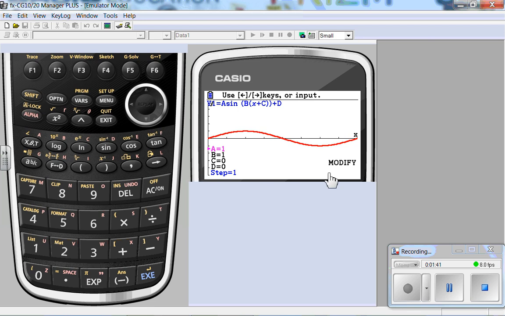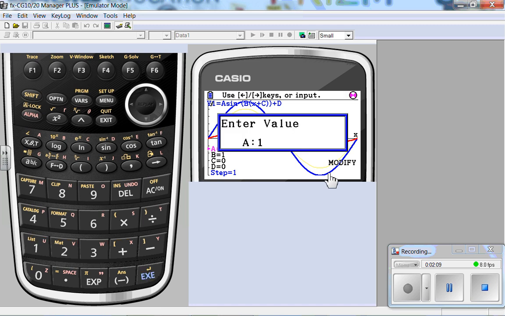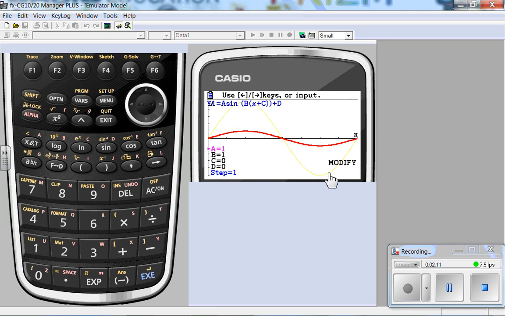I said, all right, well, let's see what happens. I'm going to start increasing A. The original one was on the yellow. It showed real quick. The red hides it. So what happened? The wave got 2 bigger. Wave got 3 bigger. Wave got 4 bigger. Nothing else is changing about the wave. The wave is still crossing at the normal places. The only thing that's changing is how tall it is. So let me go back to 1. Gets me back to my parent function.